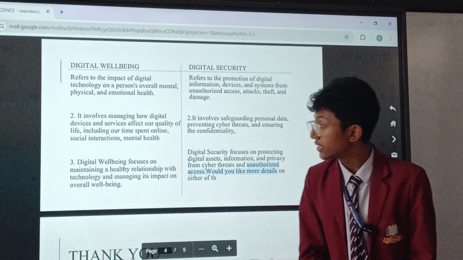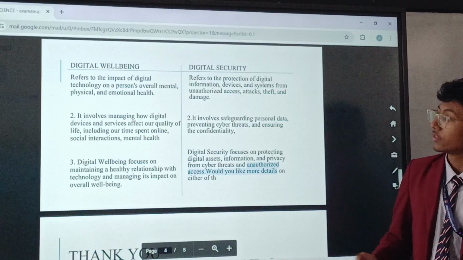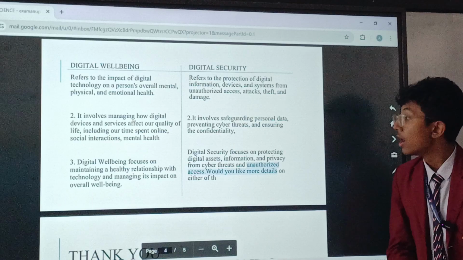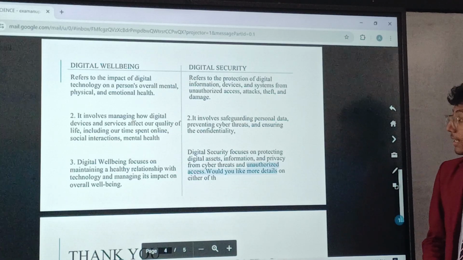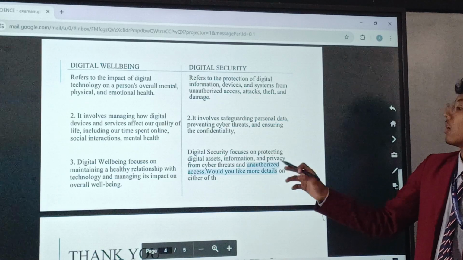And the third point is, digital well-being focuses on maintaining a healthy relationship with technology and managing its impact on overall well-being. Digital security focuses on protecting digital assets, information and privacy from cyber threats and unauthorized access.